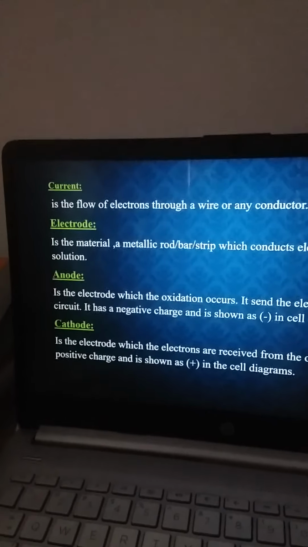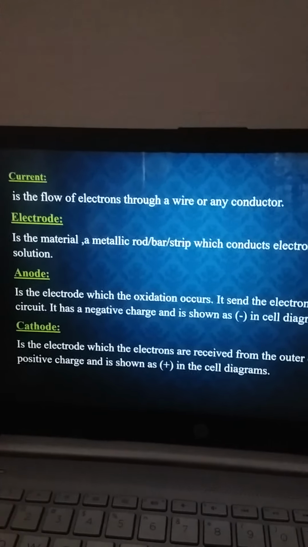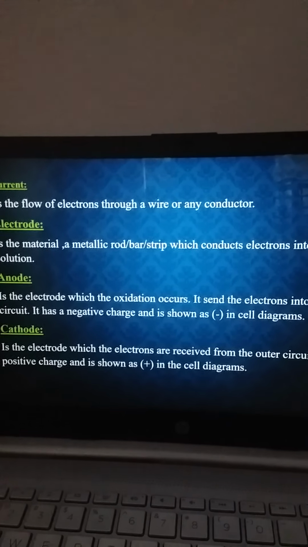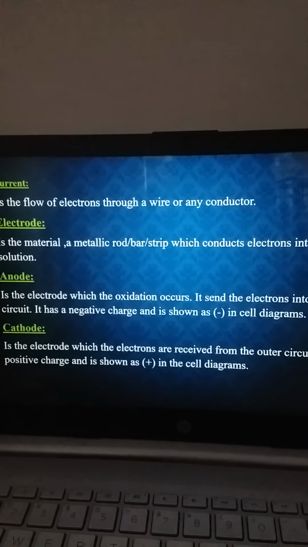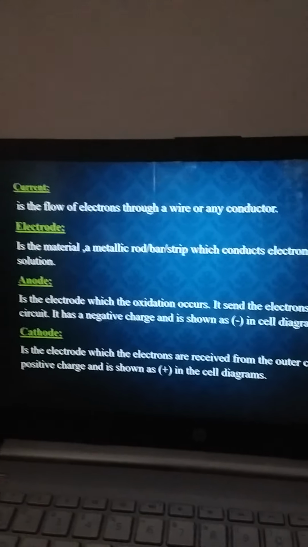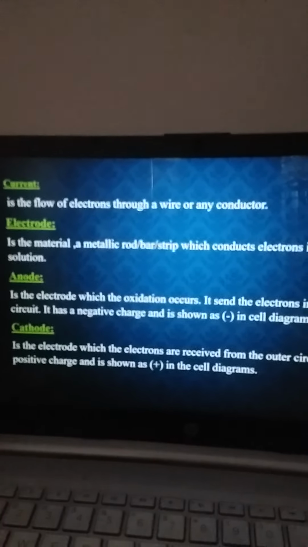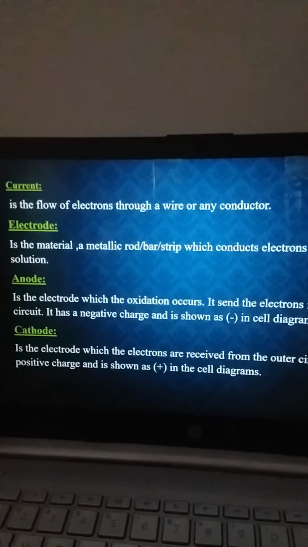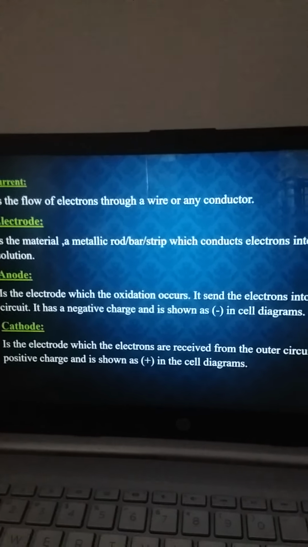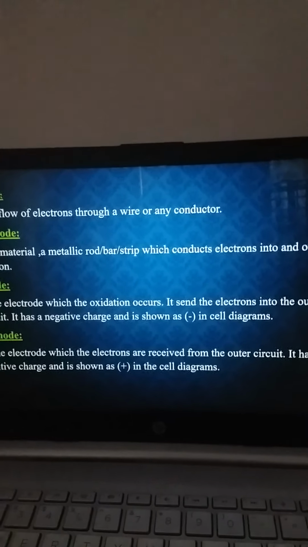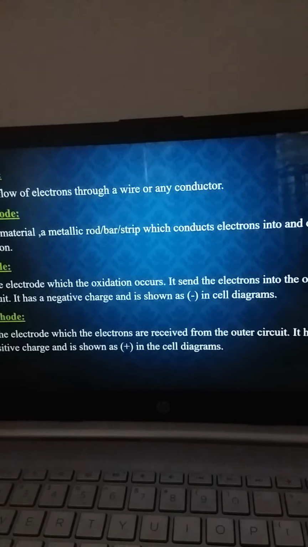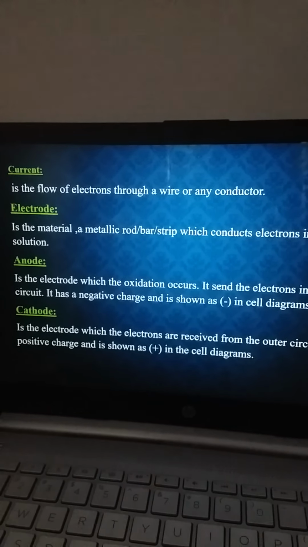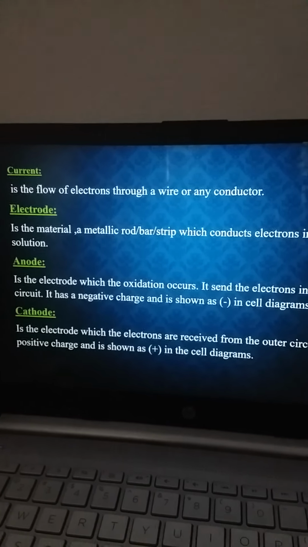Next we shall learn the definition of current. The flow of electrons through any conductor is known as current. Next we will define electrode. An electrode is a metallic rod. The role of an electrode in a solution is that it conducts electrons into the solution and out of the solution. This is the definition of electrode.